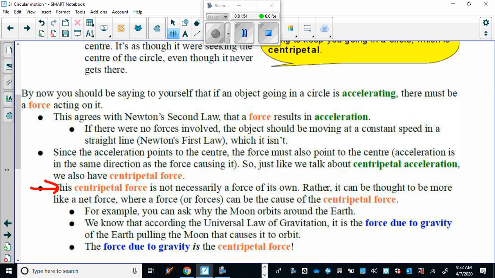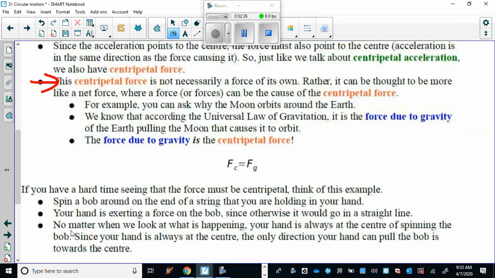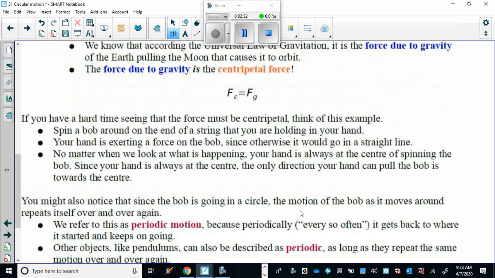This centripetal force is not necessarily a force of its own. Rather, it can be thought of as more like a net force, where a force or forces can be the cause of the centripetal force. So again, referring back to the video, the race car going around the track, the cause of that centripetal force was the friction. The moon going around the Earth, the cause of that centripetal force is gravity. And there's an example of when the centripetal force can equal the gravitational force.